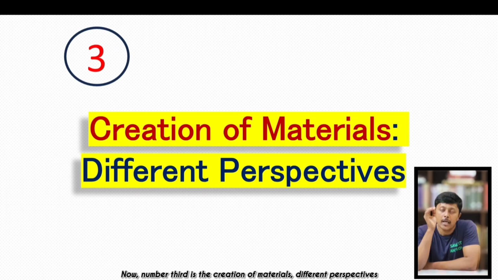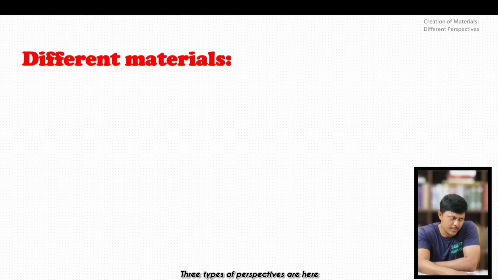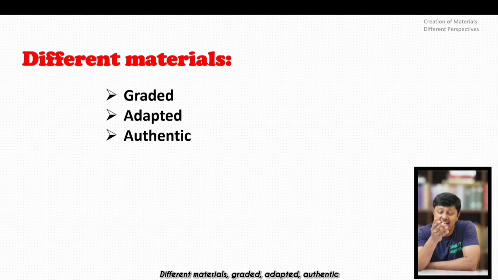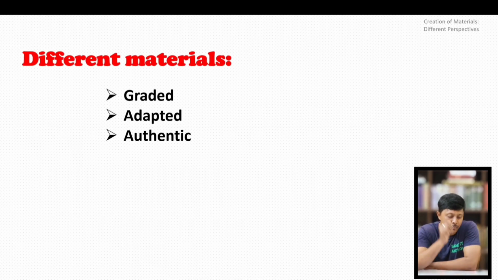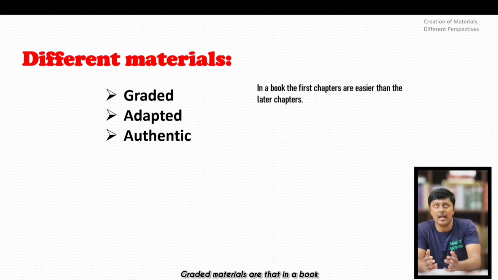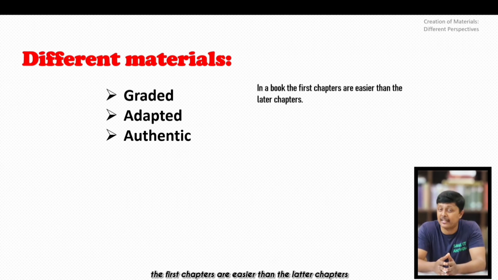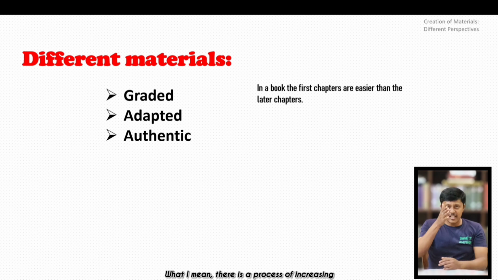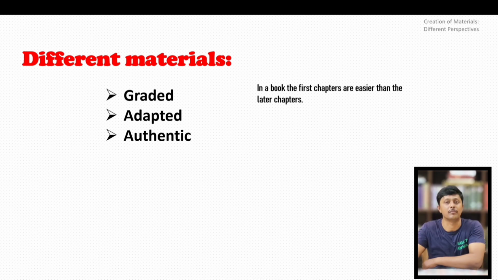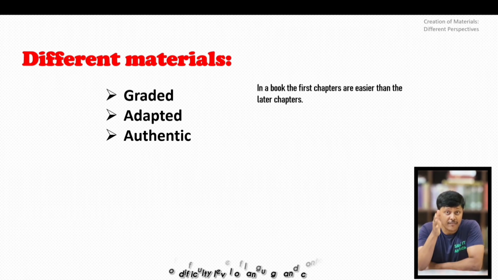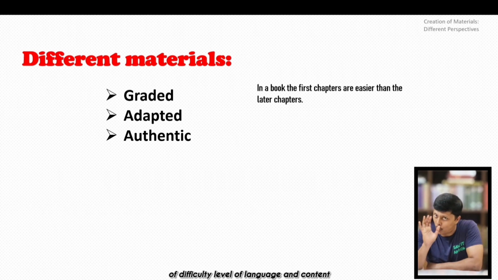Now, number three is the creation of materials, different perspectives. And what are the perspectives? Three types of materials are here: graded, adapted, authentic. Graded materials means that in a book, the first chapters are easier than the latter chapters. What I mean is, there is a process of increasing the difficulty level gradually. First, you have to present something that the learner can easily grasp. Therefore, materials are graded in terms of difficulty level of language and content.